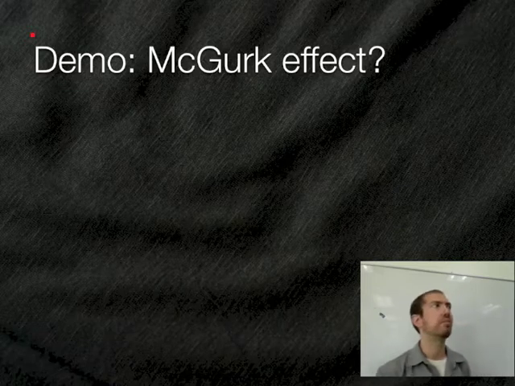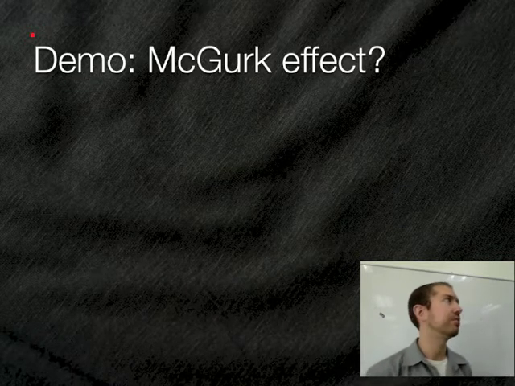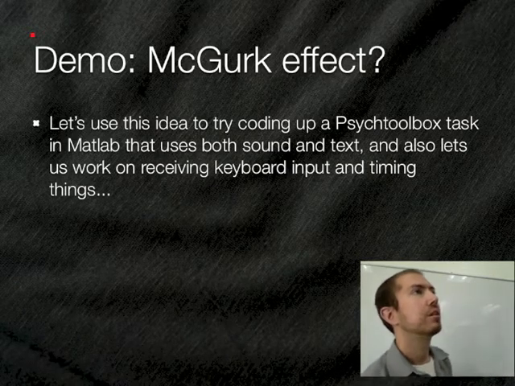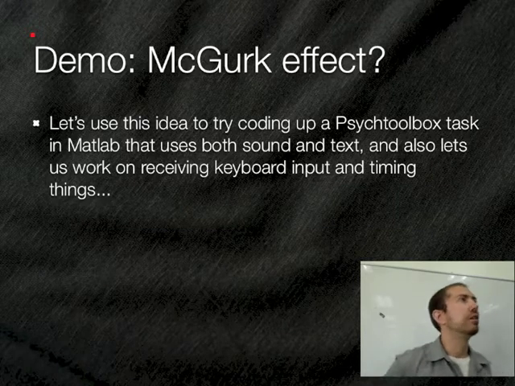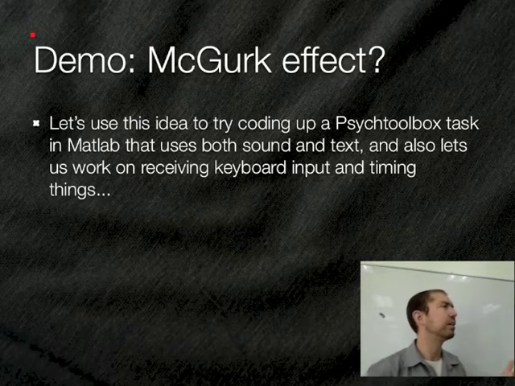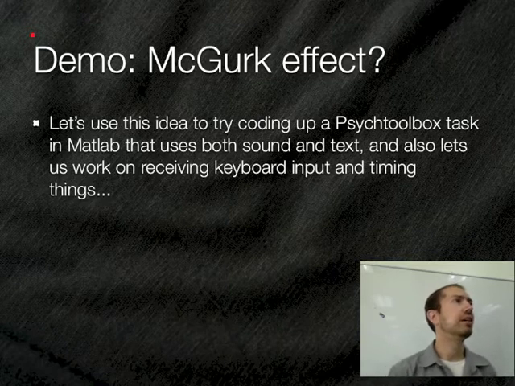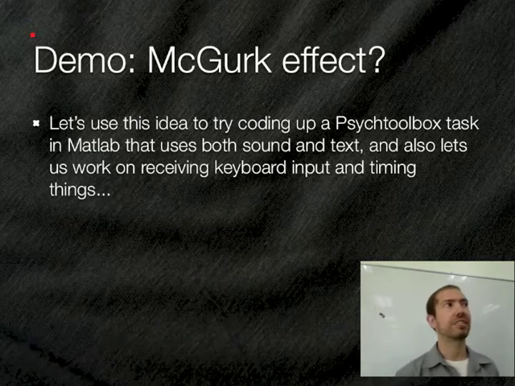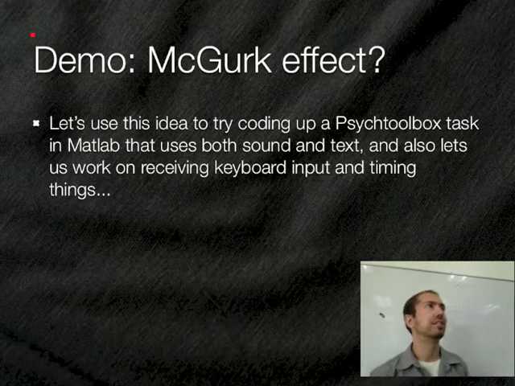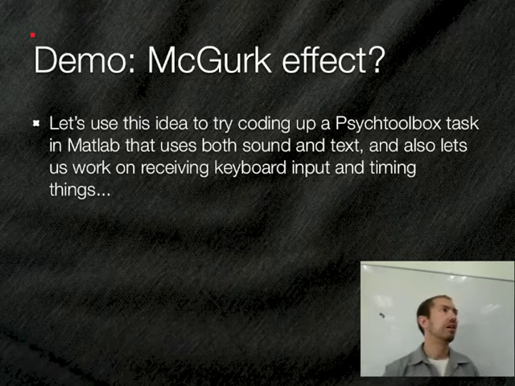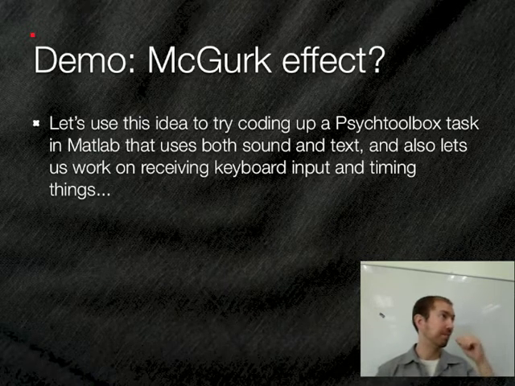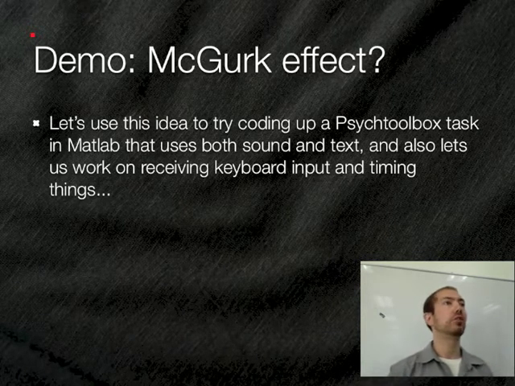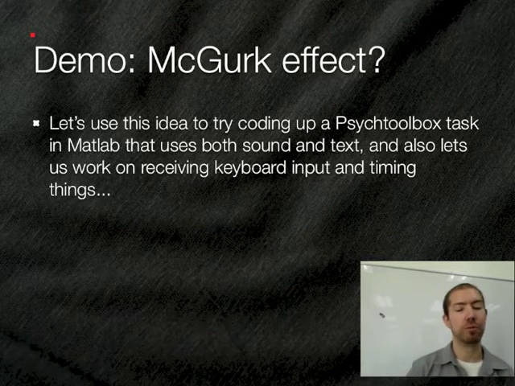Okay, so today's going to be pretty demo heavy because I want you guys to get to play around with Psychtoolbox a fair bit. If you remember last time, we talked about the McGurk effect. It was a little idea I had mainly to demonstrate audio and dynamic stimuli, and a task that uses both sound and text. The idea was, let's see if we can determine whether text can influence your perception of phonemes or sounds of people speaking, the same way that people's mouth movements can influence your perception of phonemes.